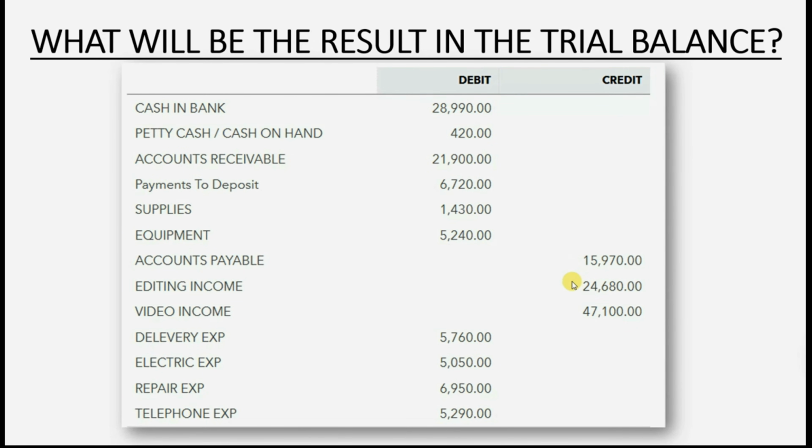So what will be the result in the trial balance when we record this invoice? Well, we just earned $4,500 more in video income, so for the total balance of the invoice, video income will increase to $51,600. And we just physically deposited $900 more into the bank account, so cash in bank increases by $900 and becomes $29,890. And the difference of $3,600 is still owed on the invoice, so accounts receivable increases by that amount and becomes $25,500.